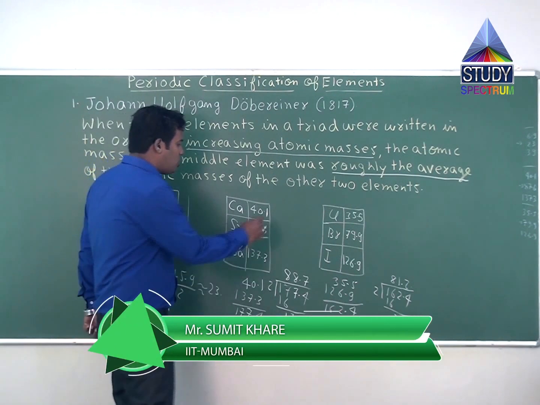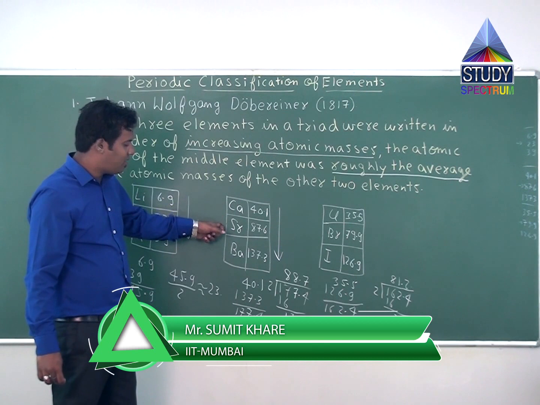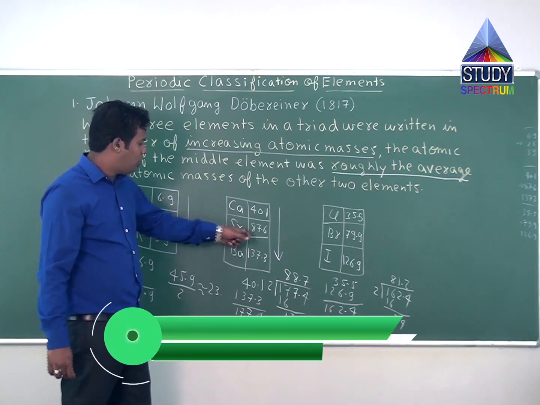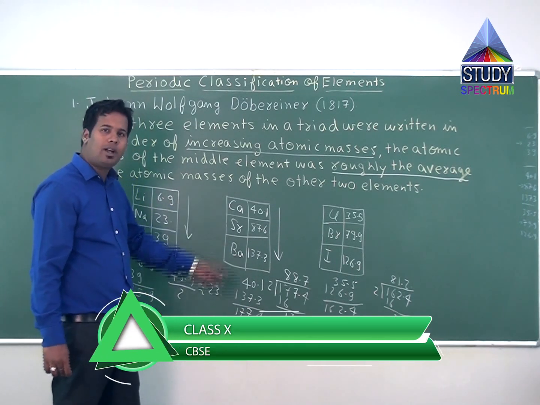Similarly in the second triad also, as you move down the group, down the column, you can see that atomic masses are increasing. Atomic mass of calcium is 40.1, of strontium is 87.6, and of barium is 137.3. So atomic masses are increasing.